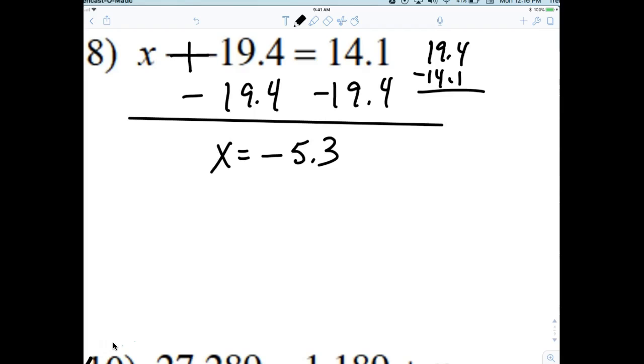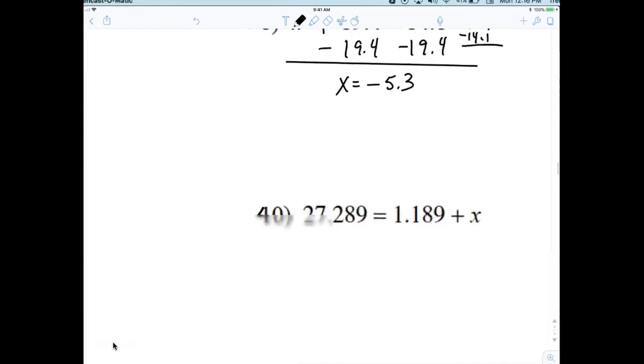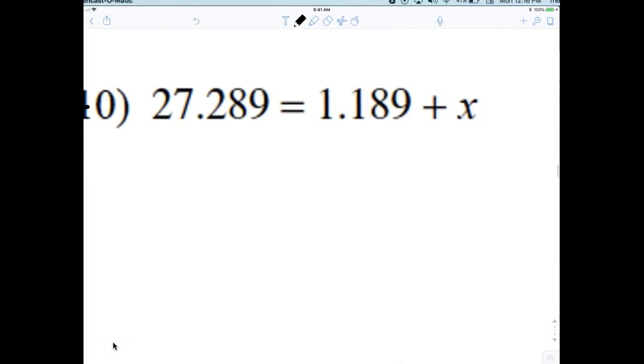It's much easier. Okay? Let's do the next one now. This one's just kind of annoying because it's 3 decimal places, but it's not difficult. So we're going to do what to both sides?